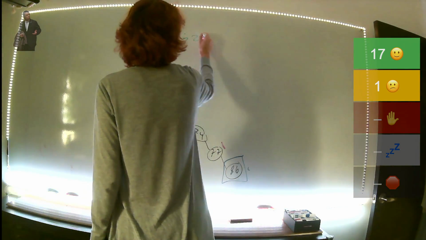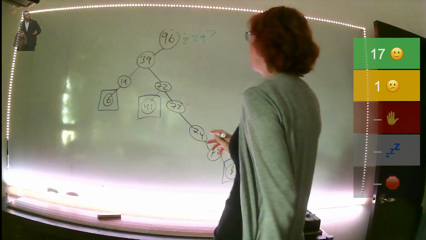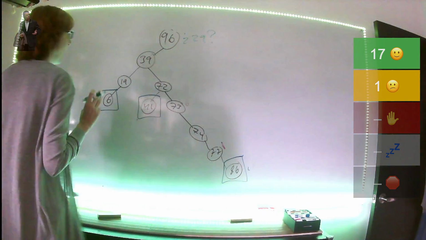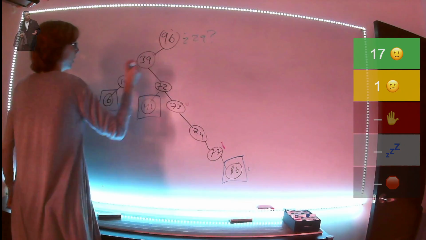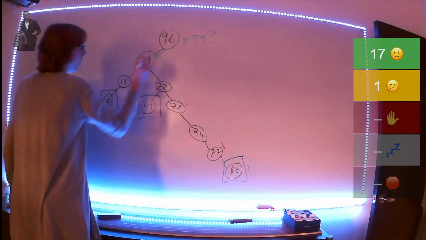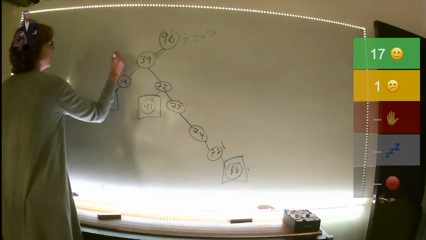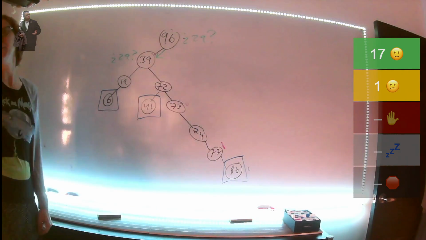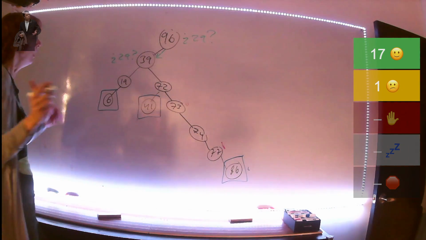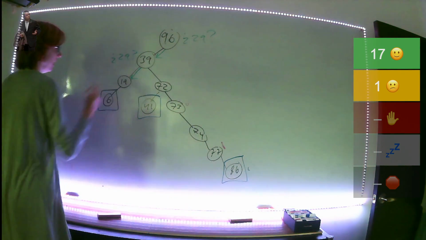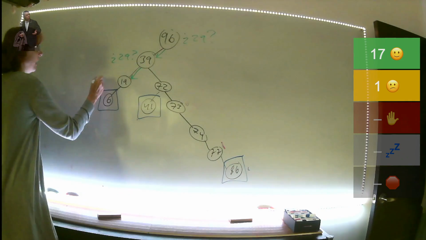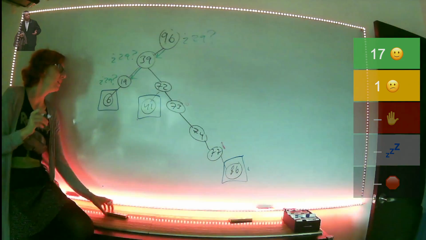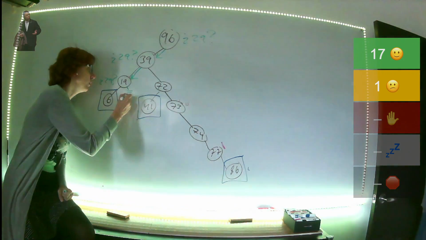Are you 29? 96 will say, I am not 29. 29 is smaller and I have a left branch. So it's going to make a second call here. Then we're going to be at the 39 asking, are you 29? 39 is going to say, no, I'm not 29, I'm larger, so it's going to send us to the 19. With the 19, we're going to ask it, are you 29? The 19 is going to say, no, I'm not 29, and I also don't have the child you're going to.